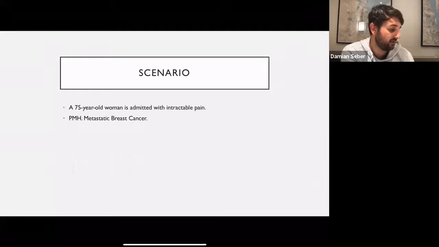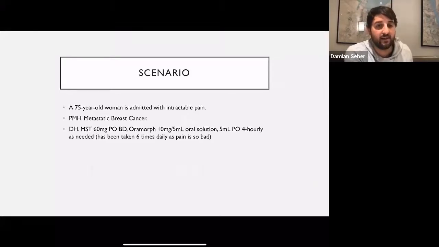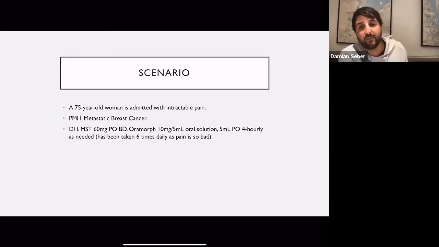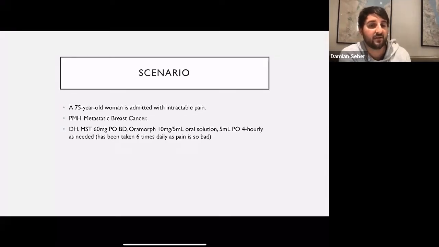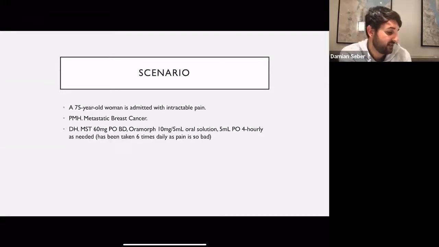So a little scenario for you guys. We have a 75-year-old woman who's admitted with intractable pain. She's got a past medical history of metastatic breast cancer. She's on MST 60 milligrams orally twice daily. She takes Oromorph 10 milligrams in 5 ml oral solution for breakthrough pain. And she takes 5 mils of that every 4 hours as needed. And so far, every day this week, she's taking it 6 times a day as the pain's really bad.